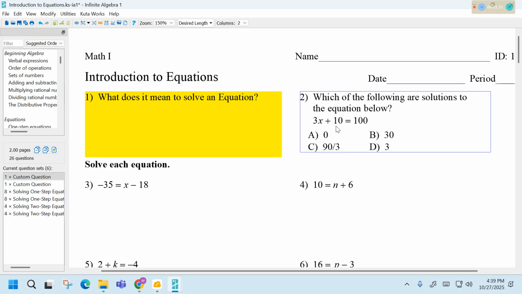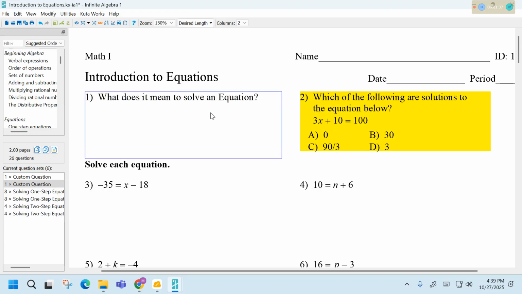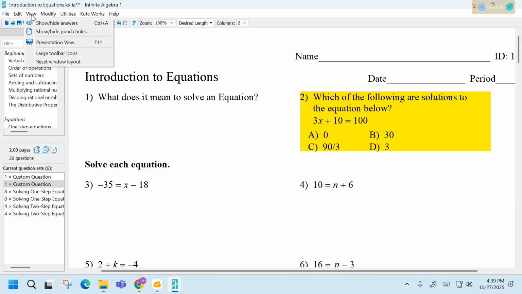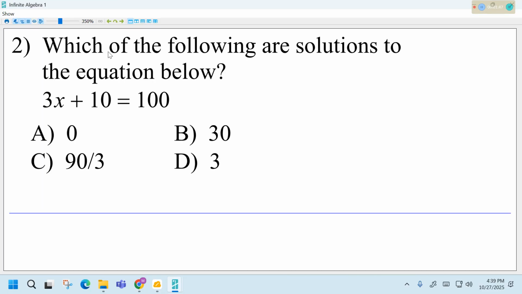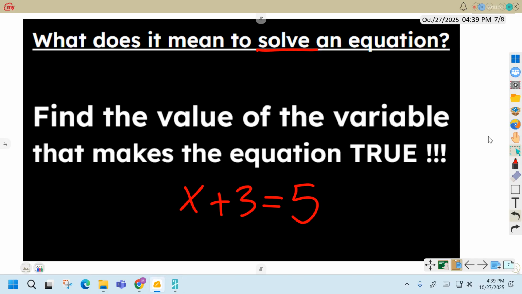And we'll be looking at this eventually. But the first part I want to talk about, after you represent the answer to number 1 by telling me that it means to find the number that makes the equation true, is number 2. I want you to tell me which of the following are solutions to this equation. So how would I figure that out?